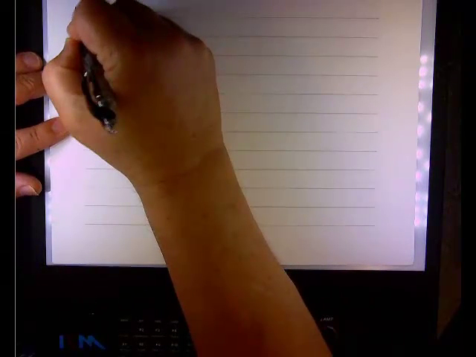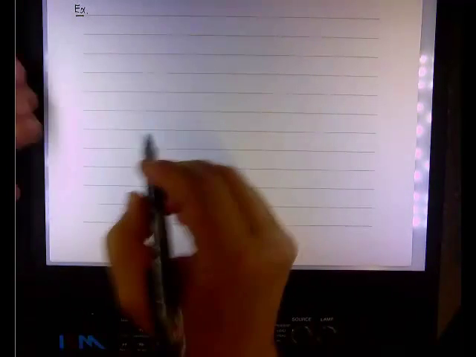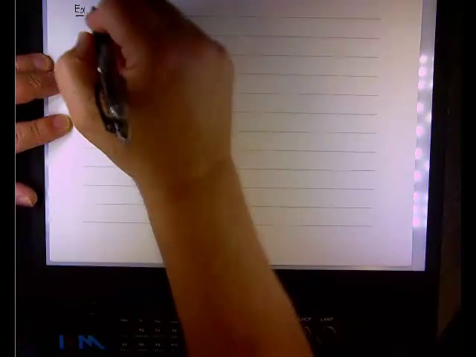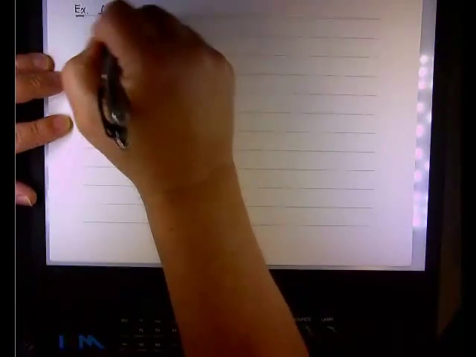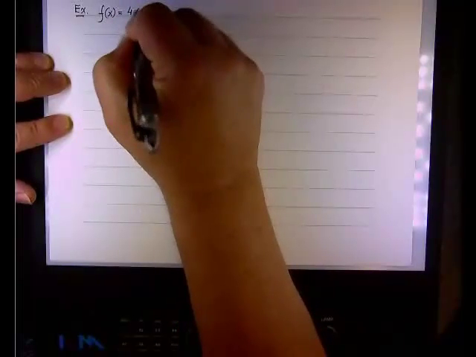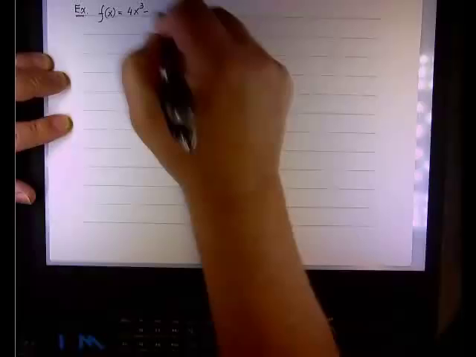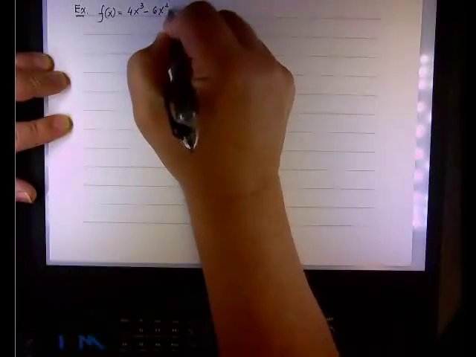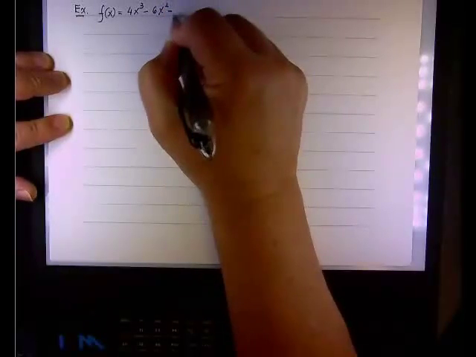One application of the intermediate value theorem is to solve a polynomial of a higher order than quadratic. So here we have a cubic polynomial, f of x equals 4x cubed minus 6x squared plus 3x minus 2.